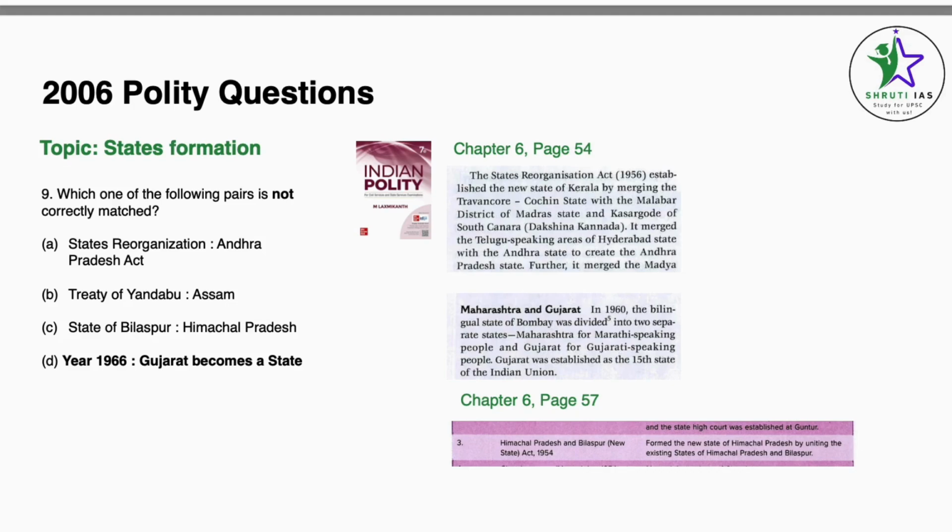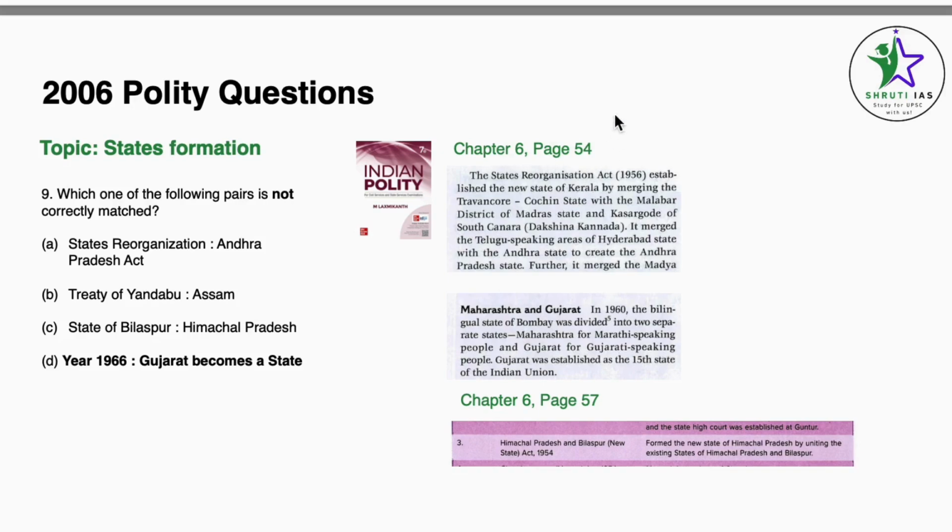So we check under the table 6.4.3, Himachal Pradesh and Bilaspur New State Acts, and it tells how the new state of Himachal Pradesh was formed by uniting the existing states of Himachal Pradesh and Bilaspur, right? So for point number D, we check the source here again on the same page, page 54.